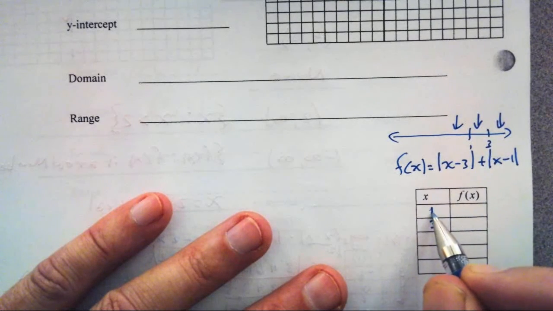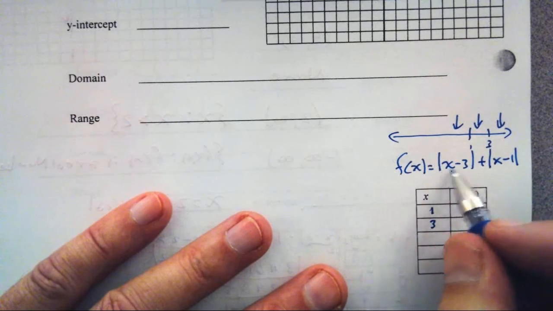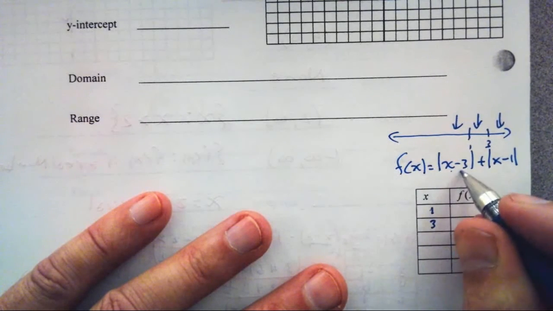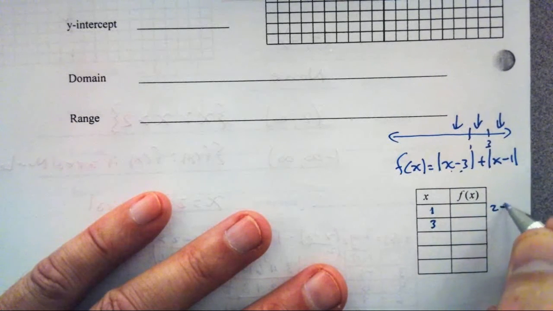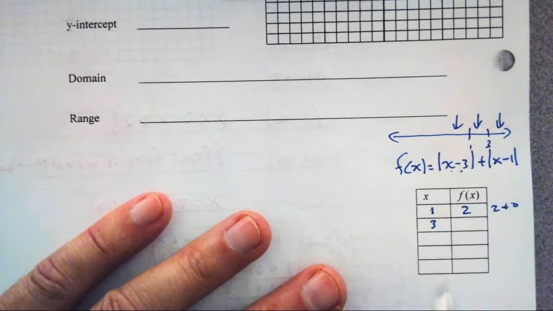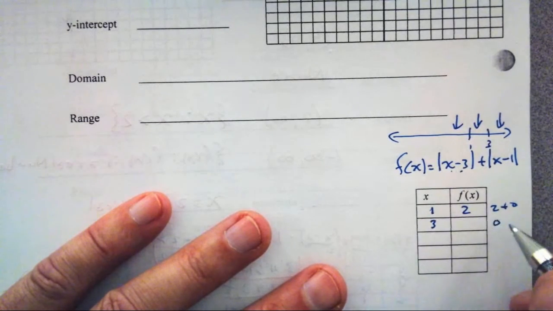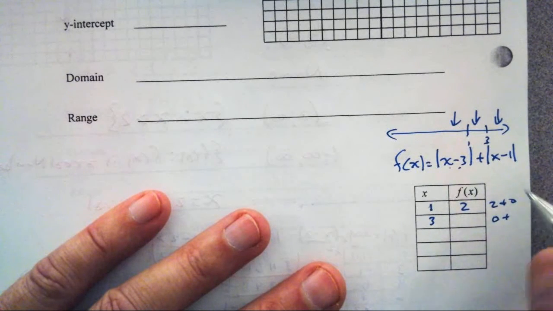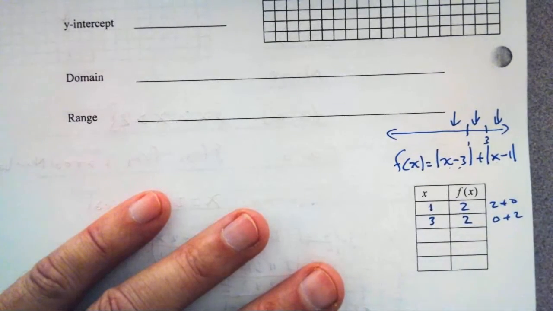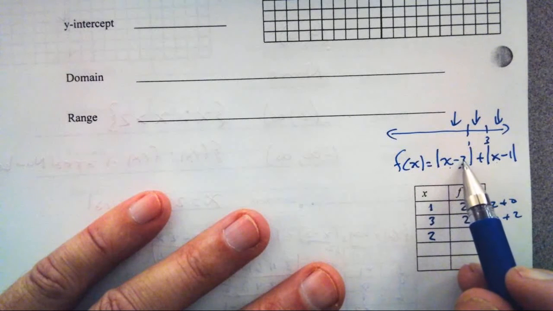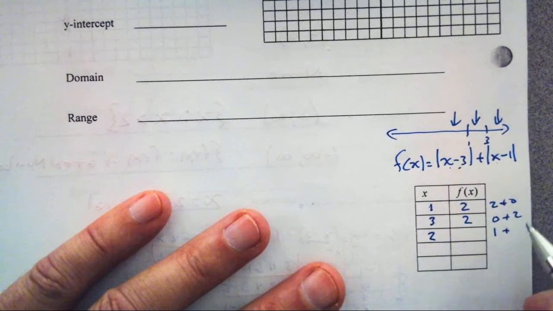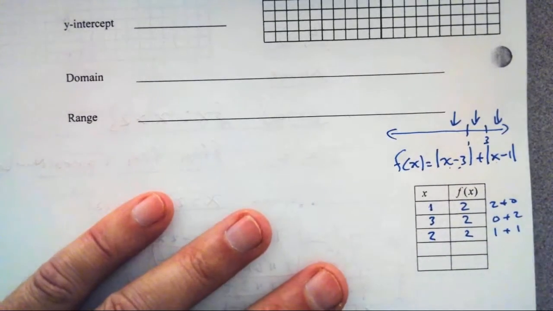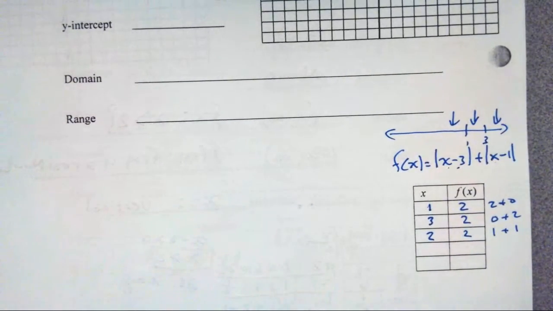So test some intervals. So when x is 1, I get negative 2, which comes out as 2, plus 0, 2. When x is 3, I get 0 plus 2, absolute value 3 minus 1, 2, and I get 2. When I put in 2, see what we get here. I get negative 1, 1, plus 1, 2. So far this looks like a factory that specializes in making 2s.